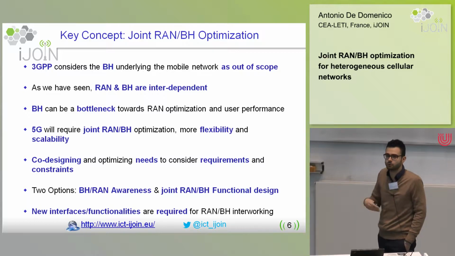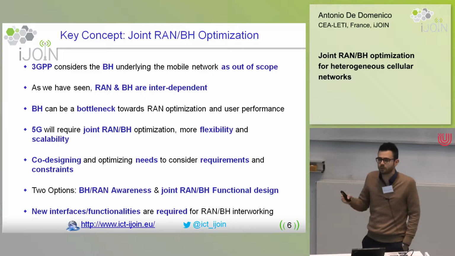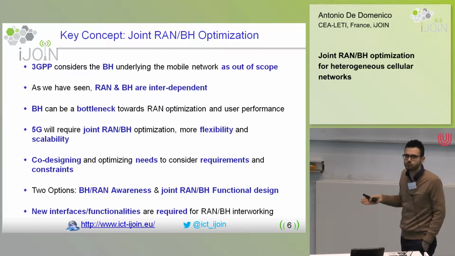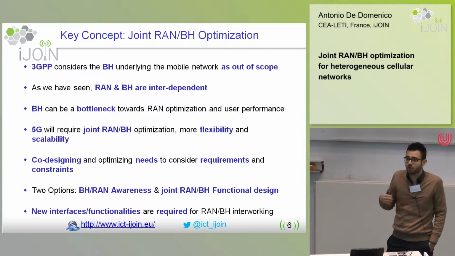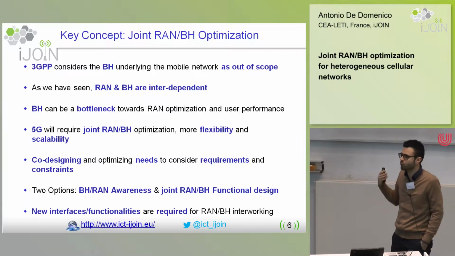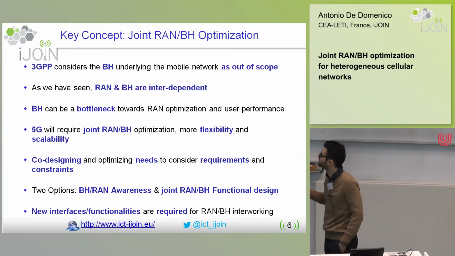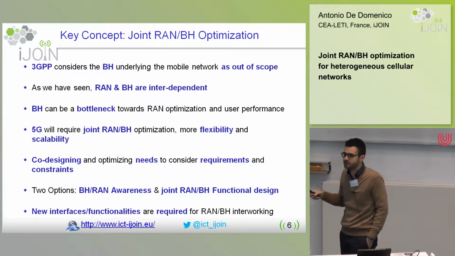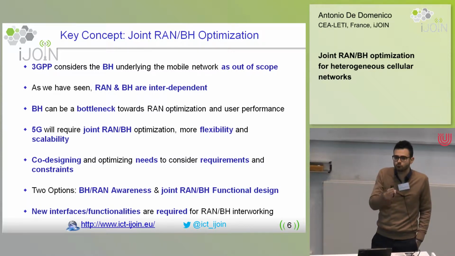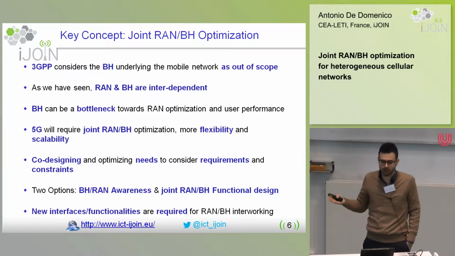On the other hand, 3GPP considered that the backhaul network that supports the RAN network is out of scope of the standardization. But we think that 5G will require this joint RAN and backhaul optimization to have a new, more flexible and more scalable architecture. So the co-design of these functionalities is required and has to take into account requirements and constraints from both the RAN and the backhaul network.